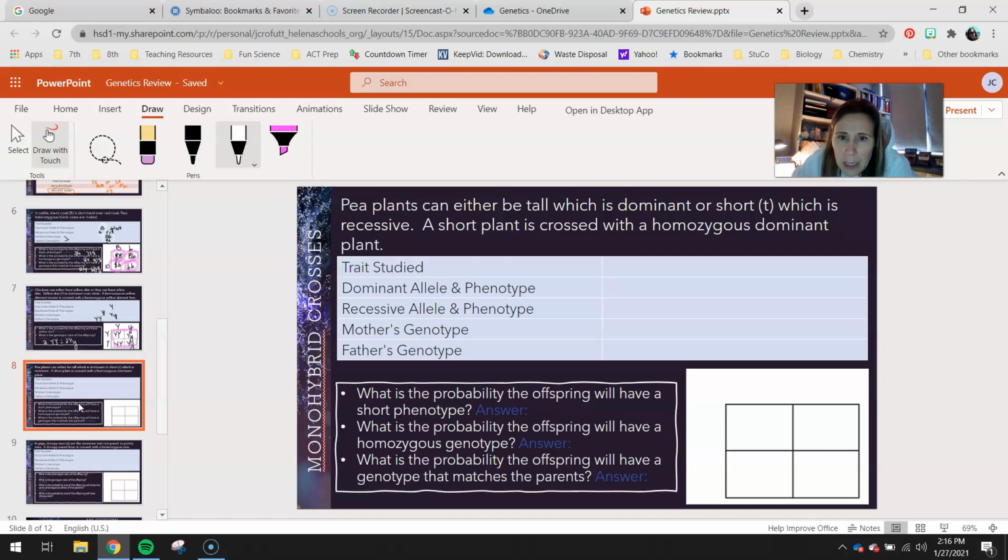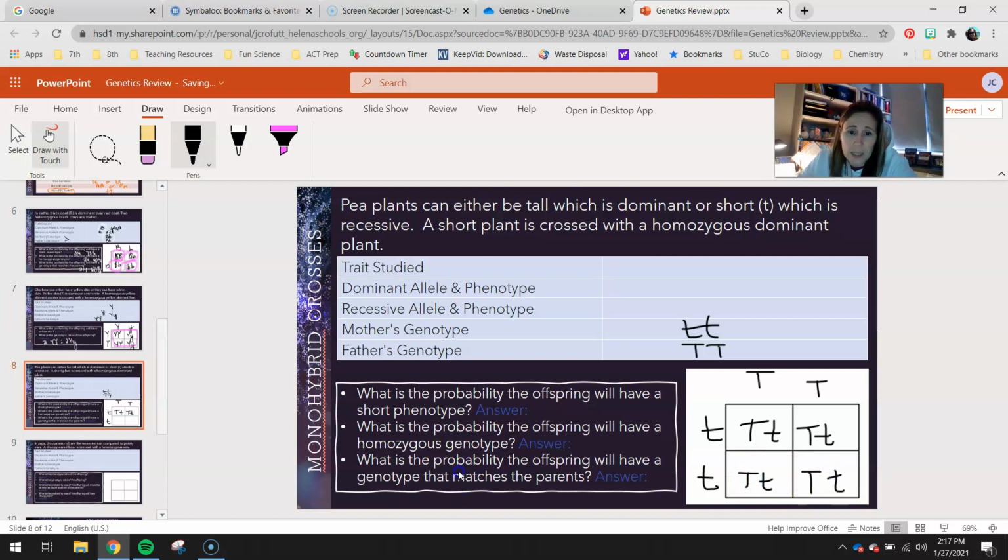The mother's phenotype, again, we can just look at the first parent. So a short plant, knowing that that is the recessive, that mom has the genotype little t, little t. Okay? And father is homozygous dominant, so big T, big T. We'll go ahead and split the alleles up here. Again, it didn't matter which parents are which or which one we put on which side. But all of these offspring will have the same genotype. So all of them will be big T, little t.